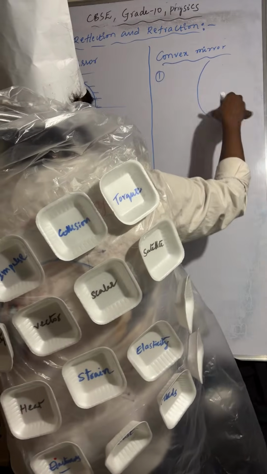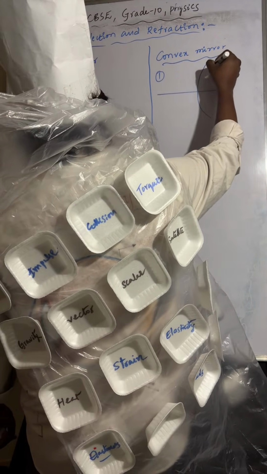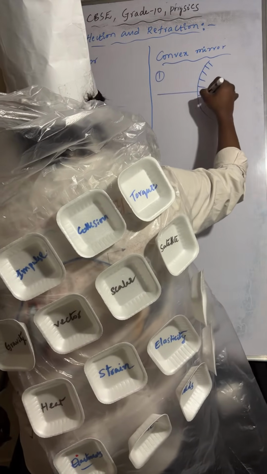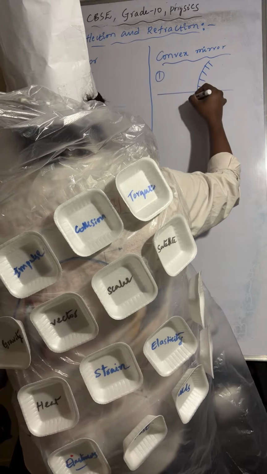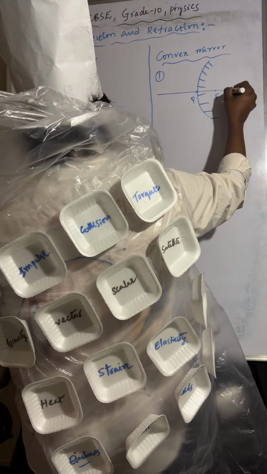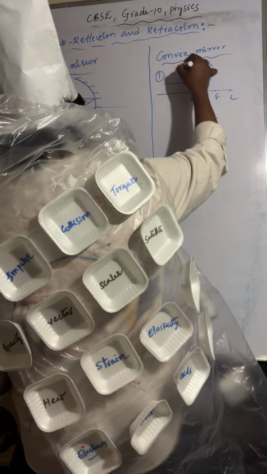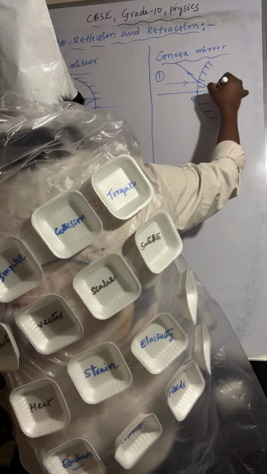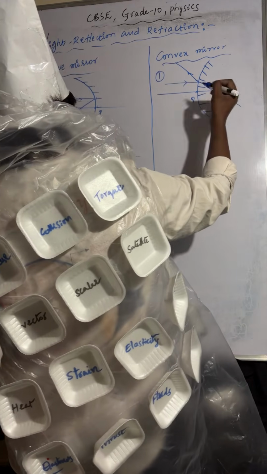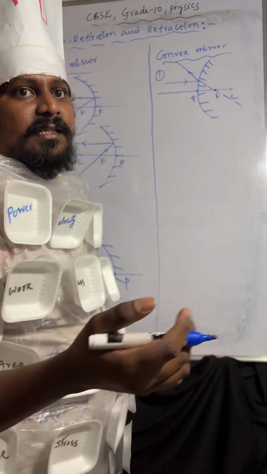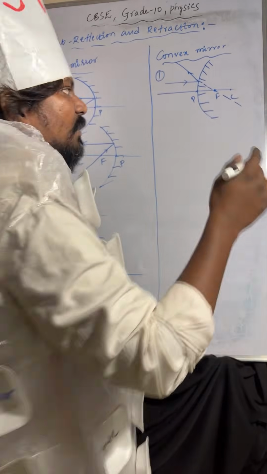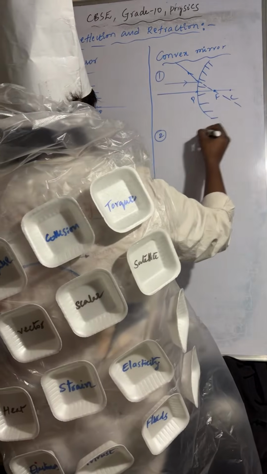Convex mirror. So pole, focus, center of curvature, light ray is passing like this. After reflection, it passes through focus. So coming to the next one, second one.